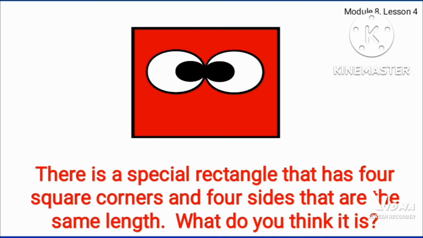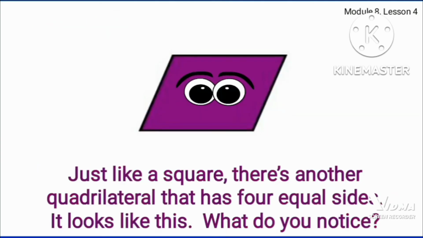Now there is a special rectangle that has 4 square corners and 4 sides that are the same length. What do you think it is? Now let's check. That would be a square.